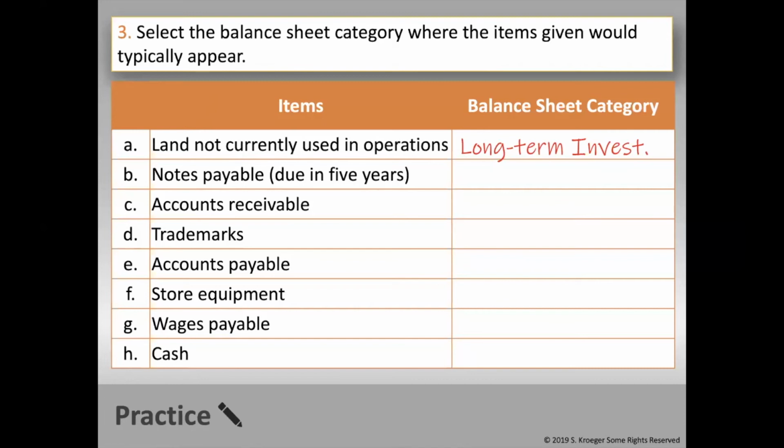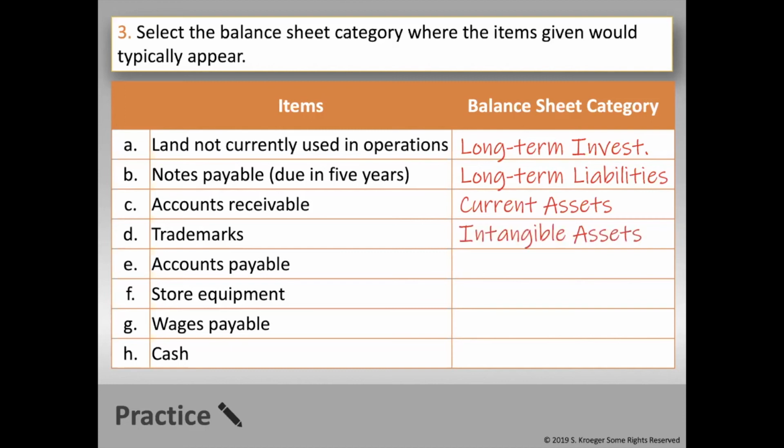B, notes payable due in 5 years. Remember, notes payable would be a liability. Since it's due in 5 years and not in under one, it would be a long-term liability. C, accounts receivable. We know it's an asset. What kind of asset would it be? It would be a current asset because this is when our customers owe us money and they should be paying us in under a year definitely. D, trademarks. Do you remember which category I said this was for? This is one of the intangible assets.